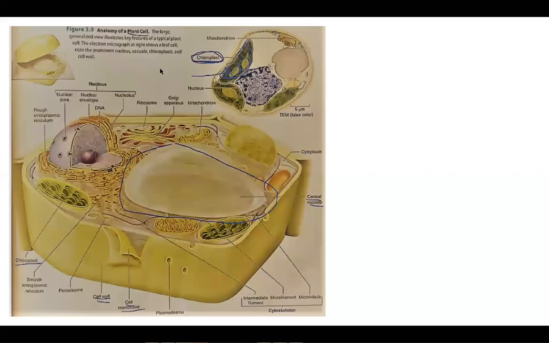So in the last video, we covered eukaryotic cells, the anatomy of the eukaryotic cells. And now we'll be covering prokaryotic cells. Because prokaryotic cells aren't that complex, this video won't be that long. But prokaryotic cells are still a really important part of the anatomy of a cell.